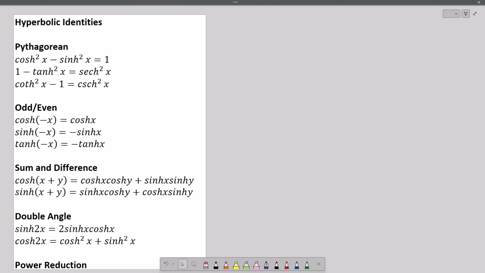Once we see the graphs, you'll see, oh yeah, cosh has to come first in order for this to be positive. The graph of cosh will be above the graph of sinh. And these other identities, you would get them the same way you got the other identities with the circulars. If you divide everything here by cosh squared, you'll get this one. If you divide everything here by sinh squared, you'll get that one. So those are the two alternative Pythagoreans.